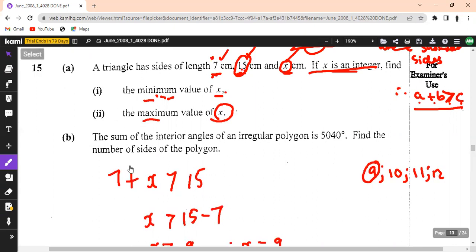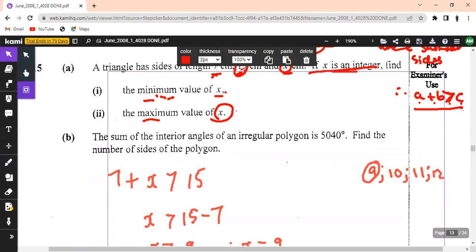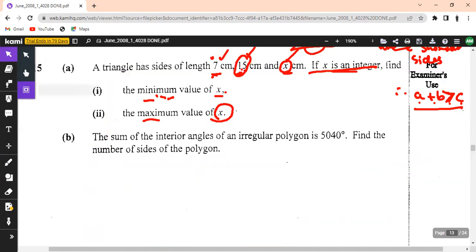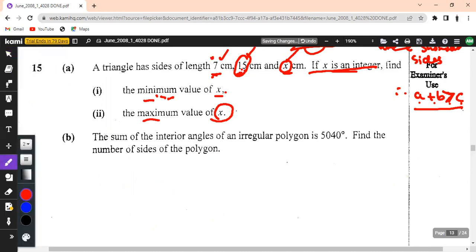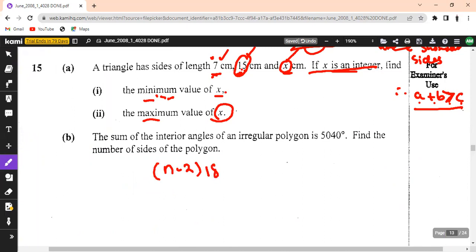All right, so then remember, guys, I told you that when it is a polygon like this, whether it's irregular or regular, the sum does not change. The sum of the interior angles still goes back to n minus 2 times 180 degrees. That is the sum, and that sum gave us 5040. So how many sides, which means we have to calculate n.